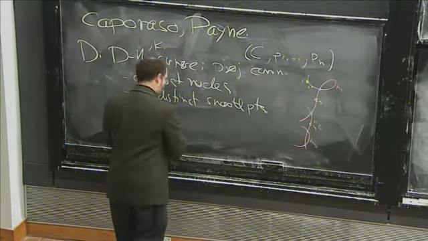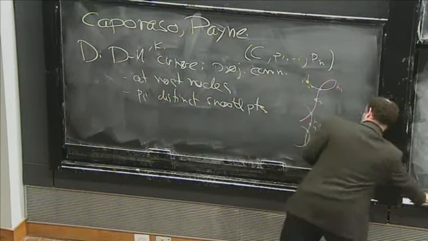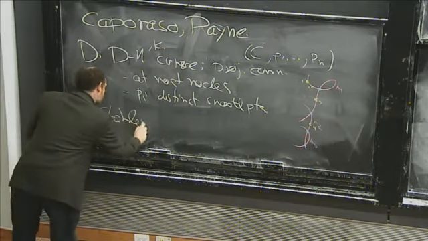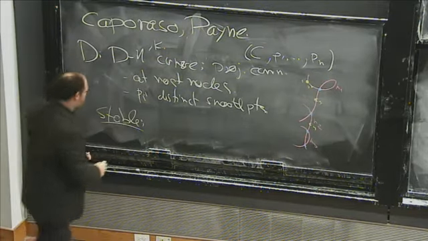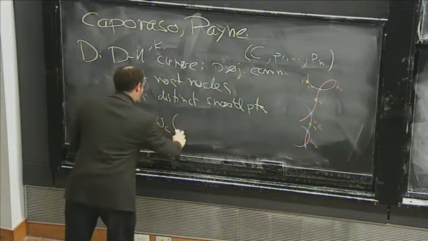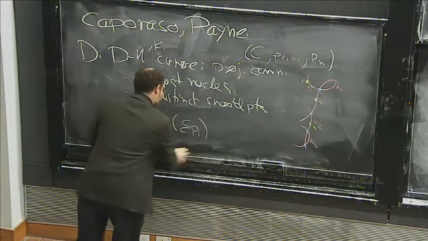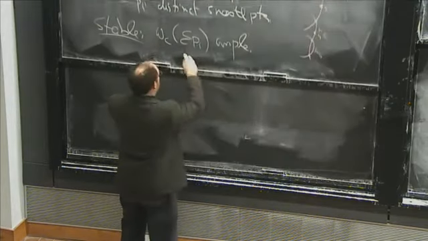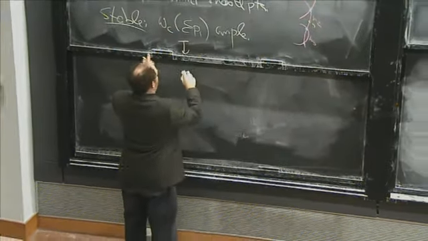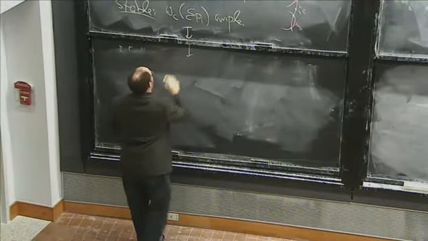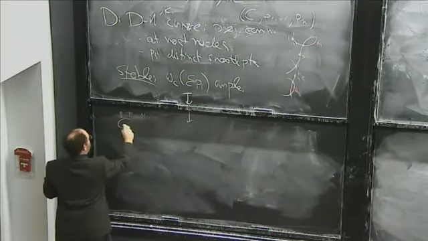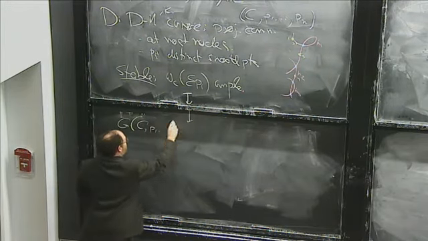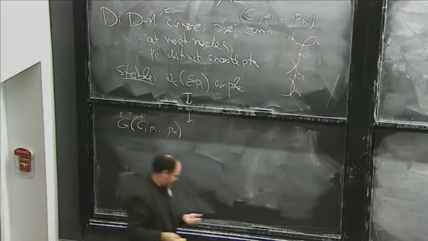And the Deligne-Mumford curve is stable if and only if omega_C twisted by the sum of the p_i is ample. And to a Deligne-Mumford stable curve, we associate a dual graph. I'll usually suppress the p's when I write that.